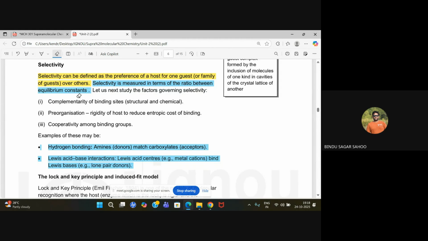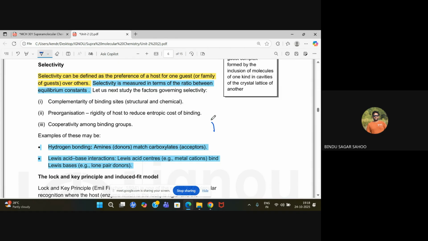So here you can see in hydrogen bonding, amines are donors and carboxylates are acceptors. That means if one of the host and guest is providing amine donors and the other is providing carboxylate end groups, then this amine and carboxylate can interact with each other. These types of interaction we can say form hydrogen bonding.